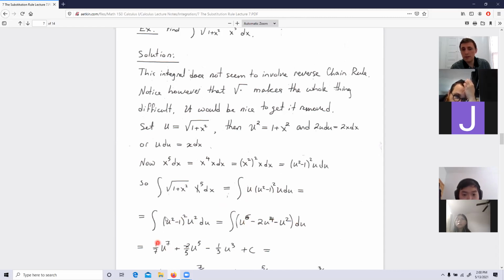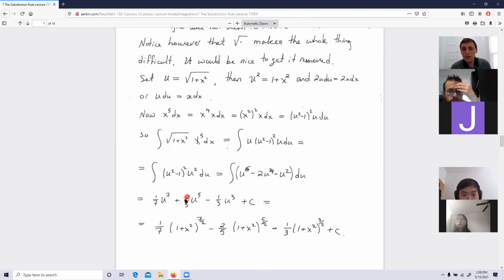So this would be 1/7 u to the 7, plus, oh, sorry, it is minus here. So it's plus minus 2/5 u to the 5 minus 1/3 u cubed plus c. And then I replace u by its original value. U was the root of 1 plus x squared. So u is 1 plus x squared to the 1/2. So it's 1/7 (1 plus x squared) to the 7/2, and here I have 5/2, and here I have 3/2.